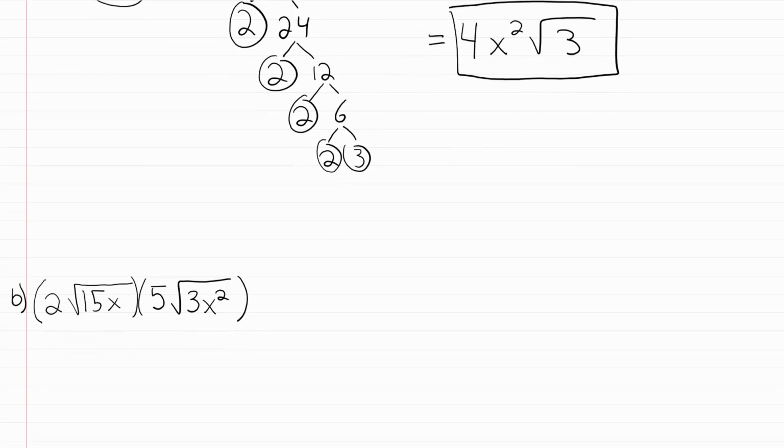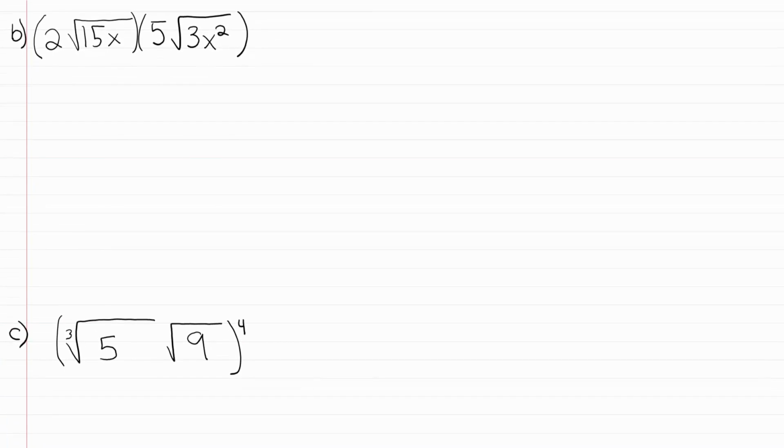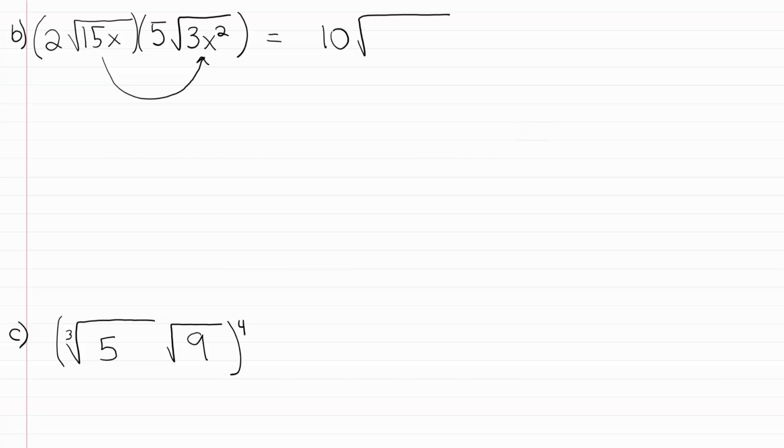Okay, let's look at example B now. It's multiplication of radicals again. So the coefficients will multiply by the coefficients, outsides times outsides. That'll give you 2 times 5, which of course is 10. And then we'll have the inside pieces times the inside pieces. So 15x times 3x squared, all under the radical, will give us 15 times 3, which is 45, and then x times x squared will give you x to the 3rd. So that's the product, but now we should simplify our answer.